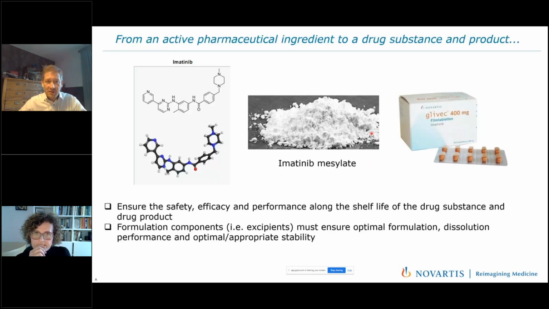So as I was mentioning before, we have the active pharmaceutical moieties. Here I was just taking the example of imatinib, which is a drug that showed very good efficacy in some of the cancer patients. The API, in order to get the right physical properties, was used as a mesylate salt. And then this white powder has to be converted into an engineered tablet to show the appropriate performance that we are expecting.